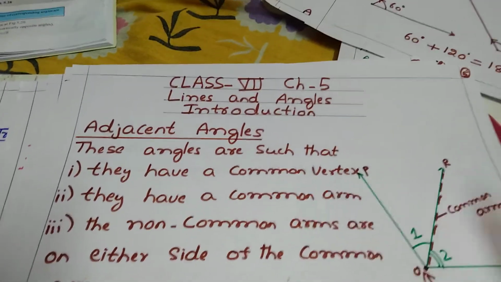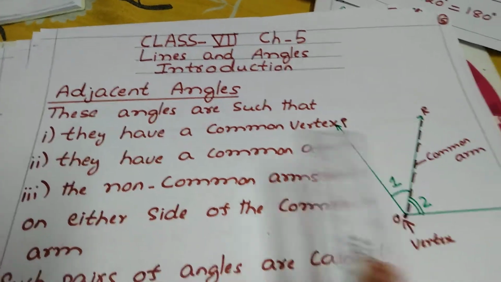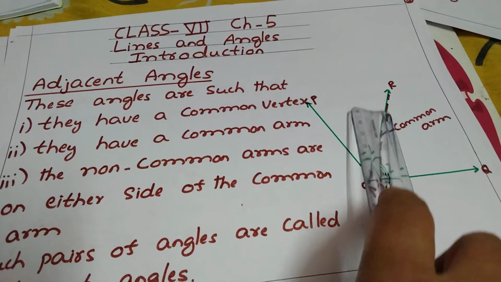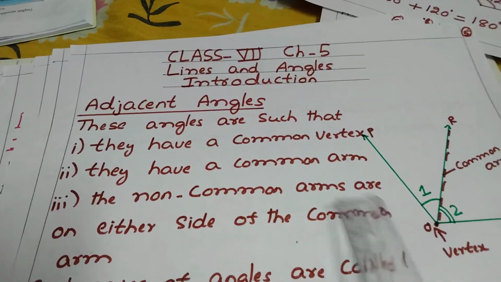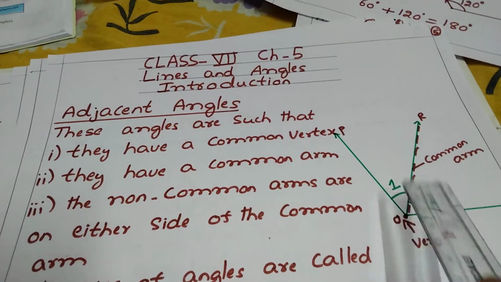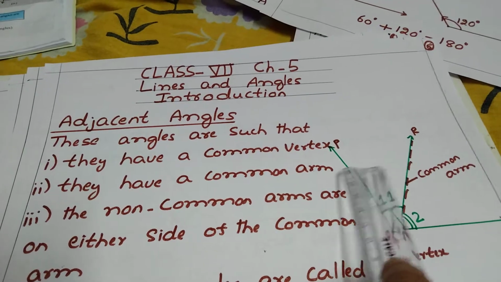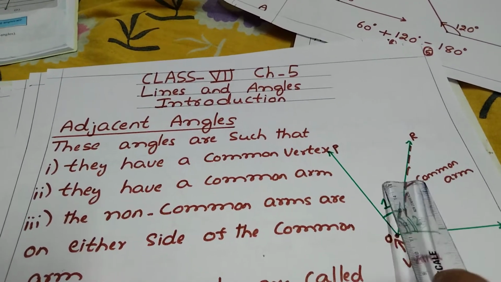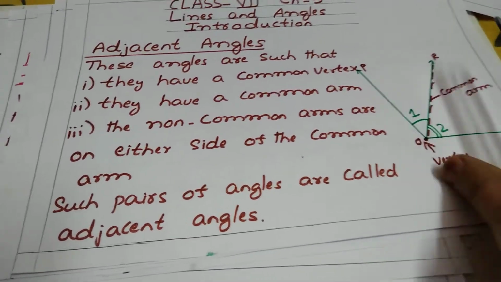So what are the features of adjacent angles? They have a common vertex. They have a common arm. The non-common arms, this one and this one, are on either side of the common arm. Either side means left or right of the common arm. Such pairs of angles are called adjacent angles.